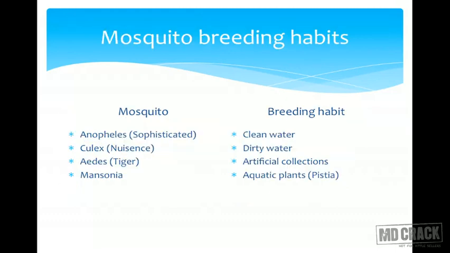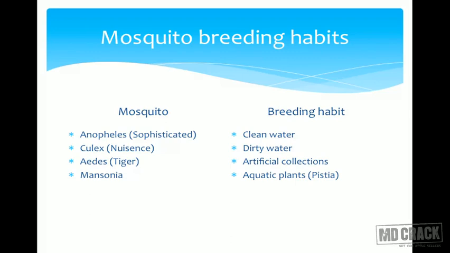Mosquito breeding habits. Important points are put on your slide so that you don't have to jump through a lot of data. Mosquito species on the left and breeding habits on the right. Anopheles, which is also called a sophisticated mosquito, likes to breed in clean water. It does not like dirt, it does not like dirty places. It is a sophisticated mosquito, Anopheles, and therefore it breeds in clean water.